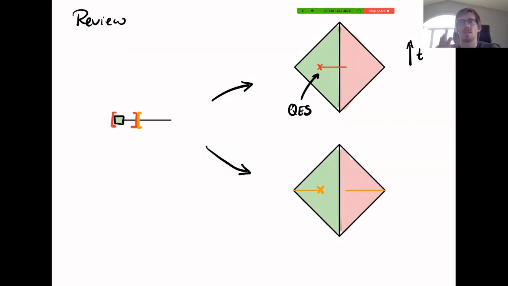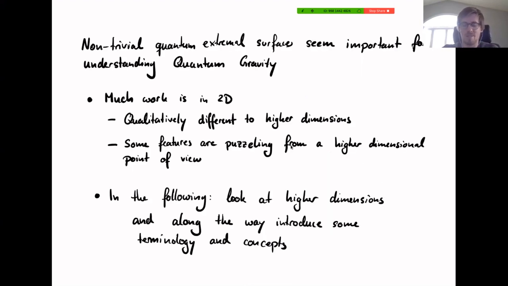Okay, so hopefully the last 90 minutes have convinced you that these non-trivial quantum extremal surfaces are curious and they somehow seem important, at least to some degree, for understanding quantum gravity and what goes on in black hole evaporation. Probably everybody here has heard that they now allow us to actually calculate some sort of Page curve.